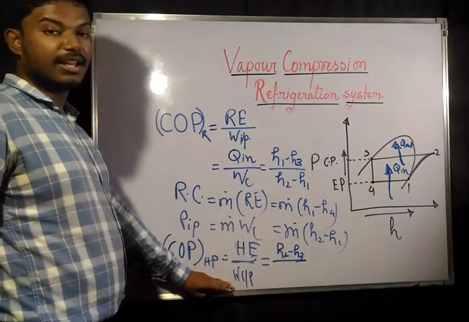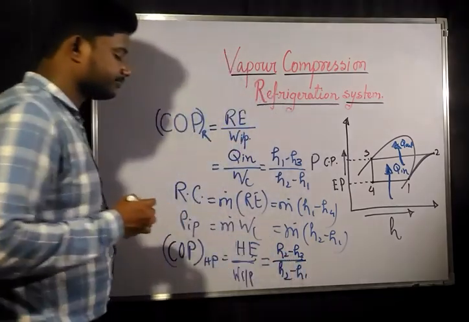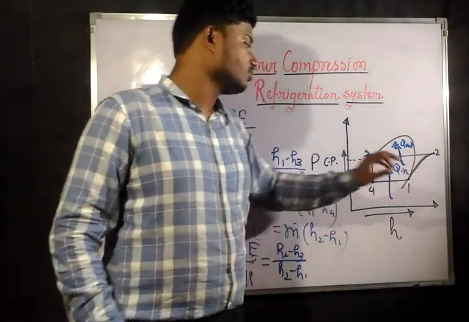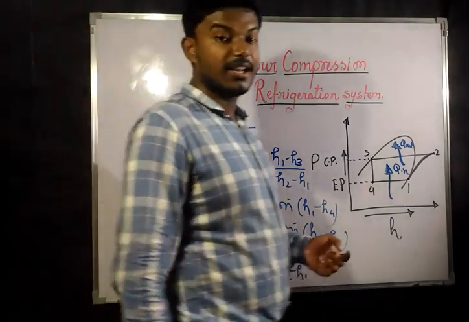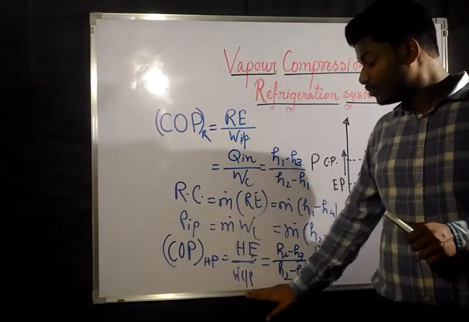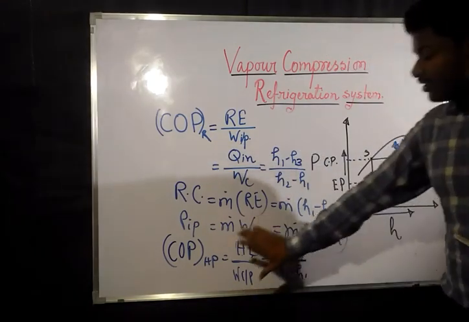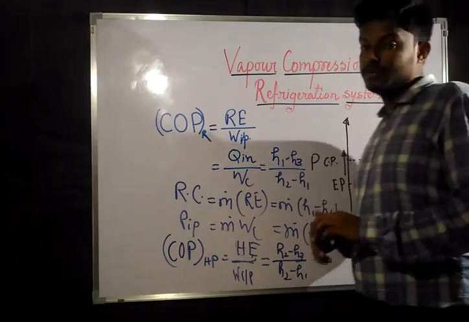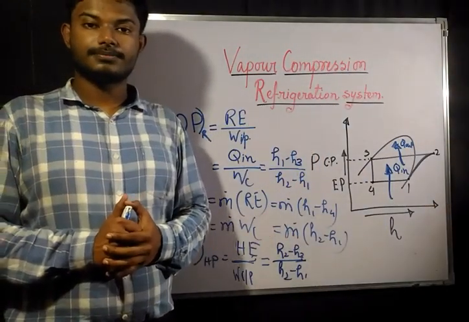Now what is going to be the work input again? It is again going to be H2 minus H1. H2 minus H1 is going to give you the work that has been consumed by the compressor, or the amount of work input. So this is going to be the COP of the heat pump. Okay, so this is all that is related to COP.